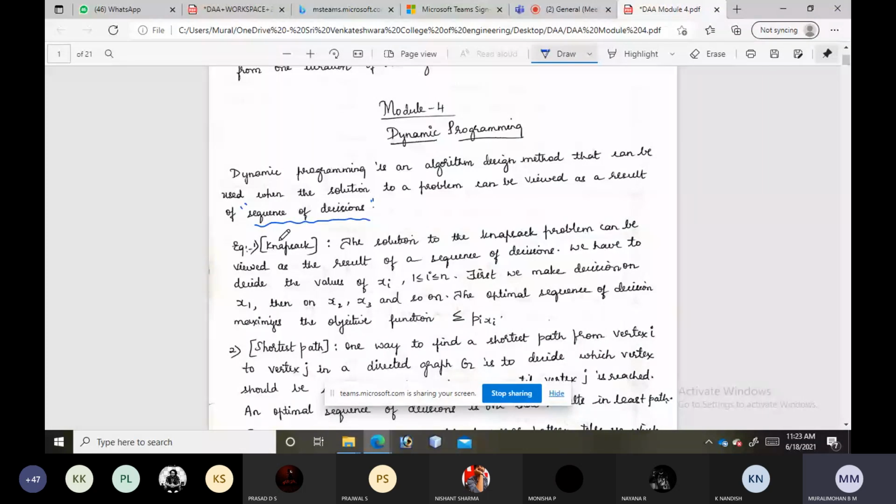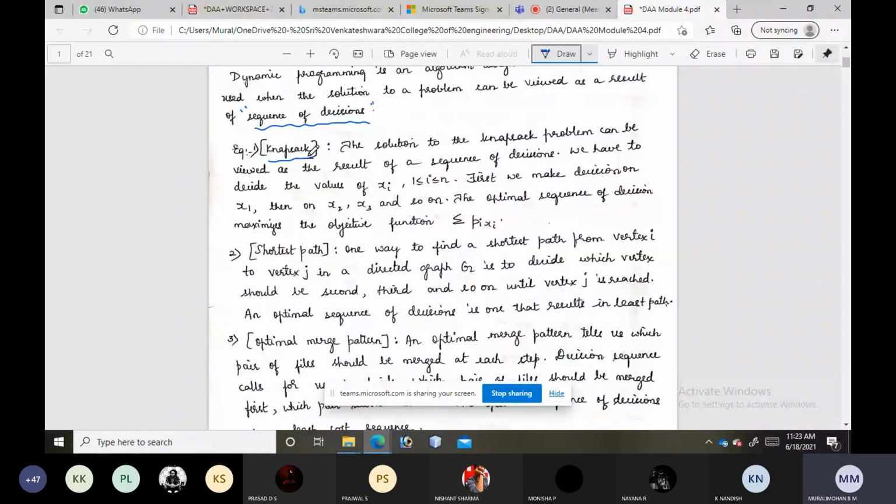For example, as I told, let us take the knapsack problem. What is the basic idea of knapsack? We are given n objects and a weight is given for each object. We should place these objects into a knapsack such that it should not exceed the total weight of the knapsack, while we should increase the profit. There we decide which has the highest profit, and that one we place into the knapsack, right? So it is a maximization problem.